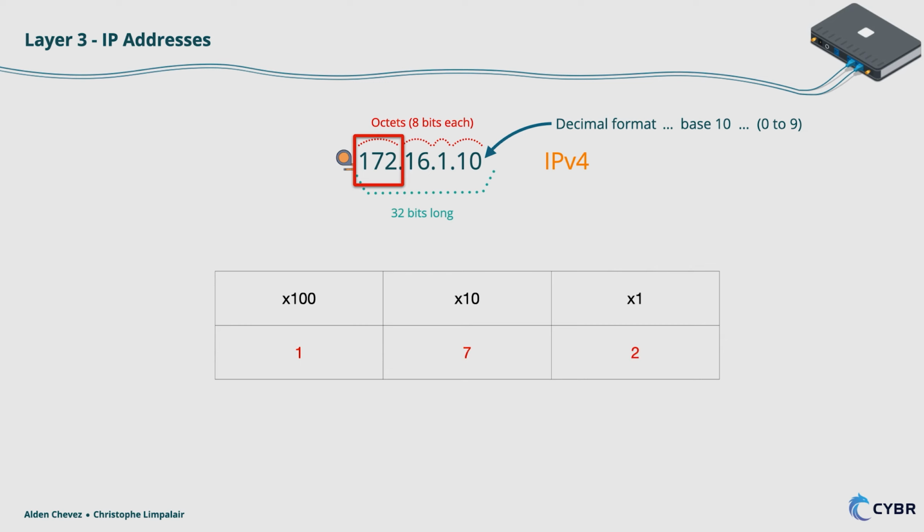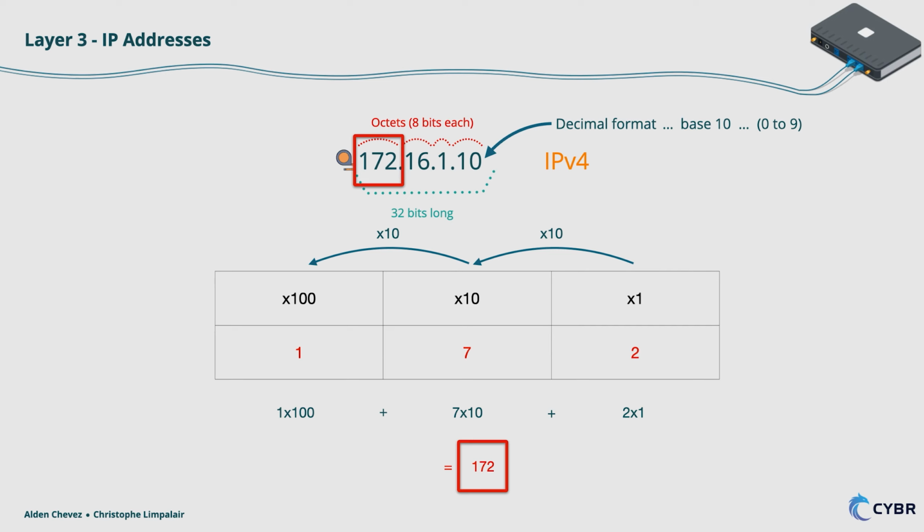Looking at this table, we start by counting from right to left, starting with multiplying by 1, but since this is base 10, we multiply by 10 as we move to the left, which means we end up with times 1, times 10, and times 100. And since we're taking the number 172, we are multiplying 2 by 1, which is 2, 7 by 10, which is 70, and then 1 by 100, which is 100. And if we add 100 plus 70 plus 2, then we have 172. But there is an issue with this.